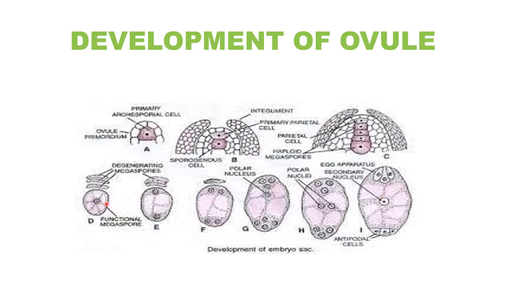Here we are seeing that only one functional megaspore is dividing into two nuclei, 2 into 4, 4 into 8. Of these four nuclei, one will move into the center and function as a polar nucleus, and the three near the micropyle region function as the egg apparatus. Of the four near the chalaza end, one will move into the center and function as a polar nucleus, and the other three will function as the antipodal cells. This is the development of the embryo sac.